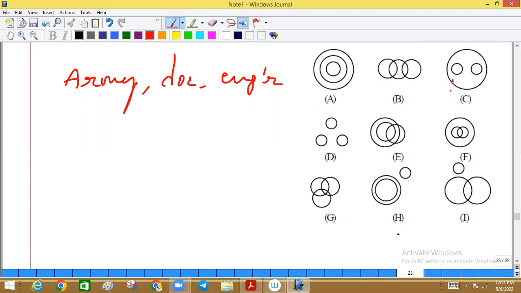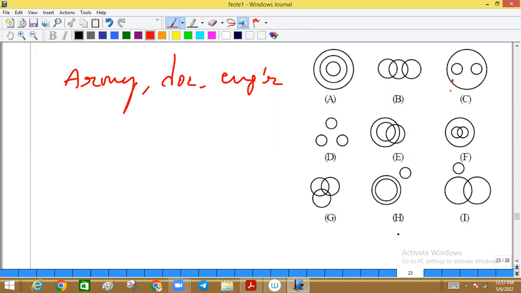What is the relation between doctor and engineer? Can you say some doctors are engineers? Doctor is a different profession. Engineer is a different profession. So we cannot mix professions. Only hobbies can be mixed, for example walking and running. So what is the best answer? D. That's it. You are taking army as a job, a profession, or as an organization.